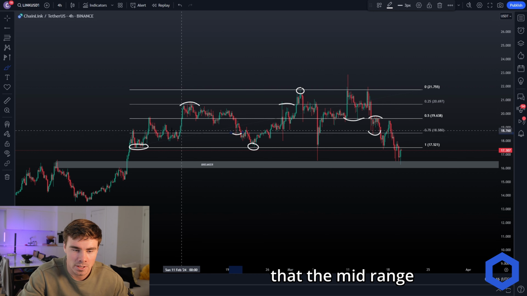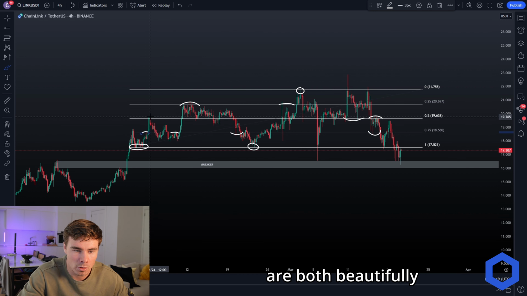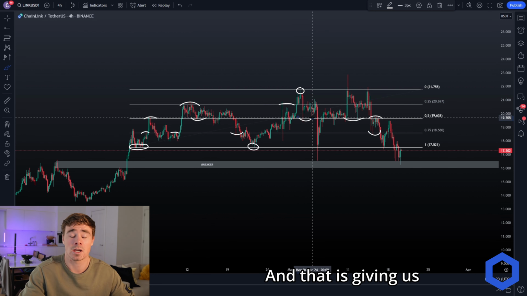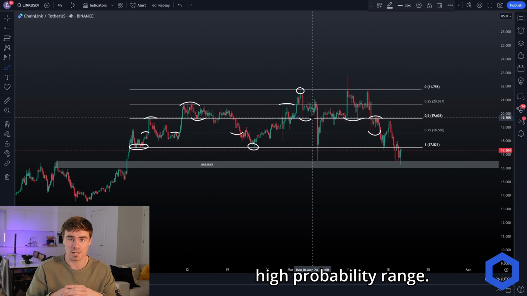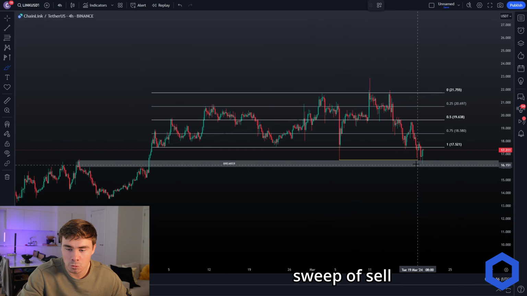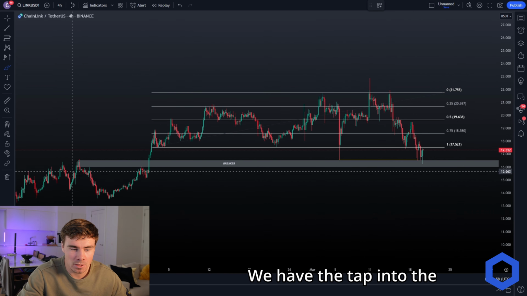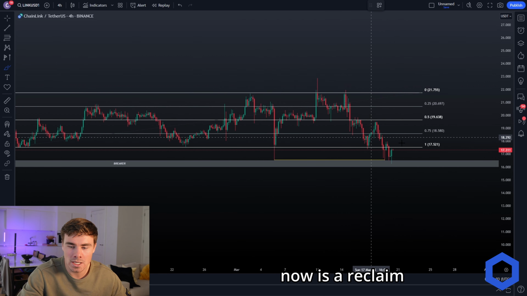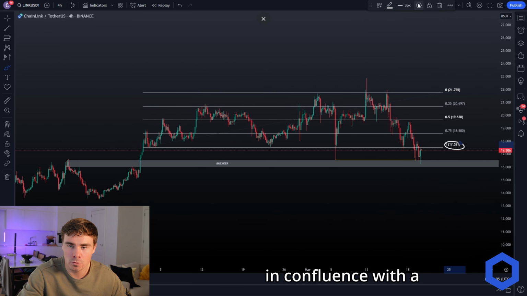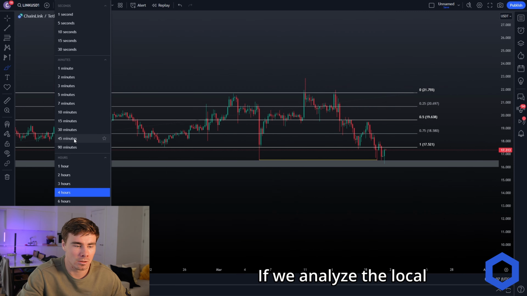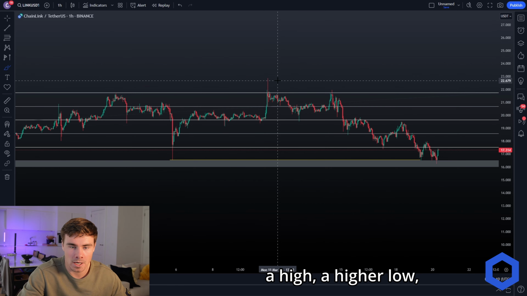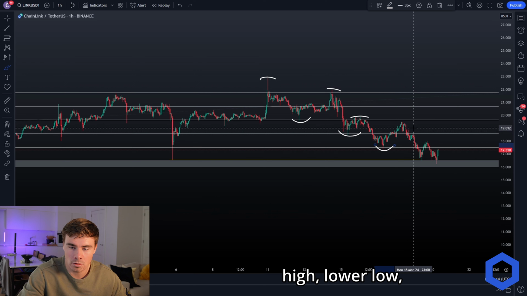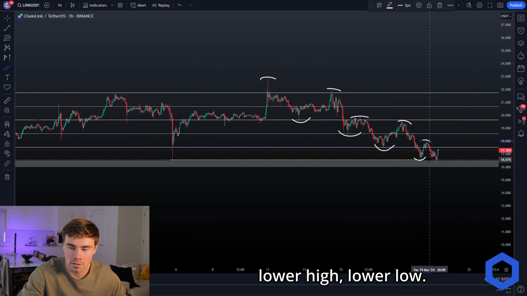And we can see that the mid-range and the party levels of the range are both beautifully constantly getting respected as resistance and as support, and that is giving us the confirmation that we are looking at a high probability range. So we have the valid sweep of sell side liquidity, we have the tap into that bullish breaker block, we have the high probability range. All that we need right now is a reclaim of the range low level in confluence with a break of structure. If we analyze the local trend over here, we can see that we form a high, a higher low, then a lower high, lower low, lower high, lower low, lower high, lower low, lower high, lower low.